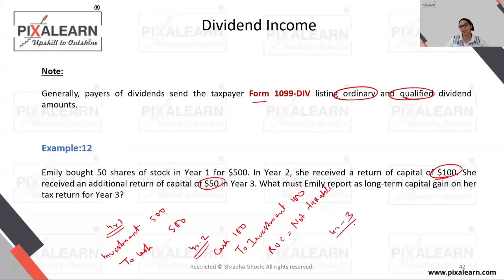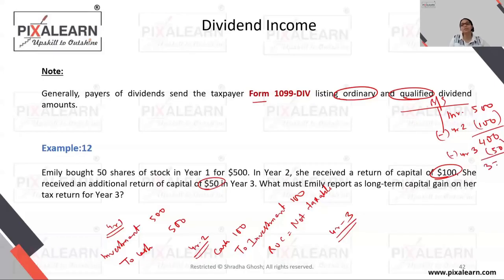Now in year 3, the company again paid me back. If I look at my balance sheet, I started with an investment of 500. I reduced that investment in year 2. Now I'm with 400 as an investment. Then in year 3, I again got back $50. That means my investment becomes 350. So in year 3, will there be any capital gains?